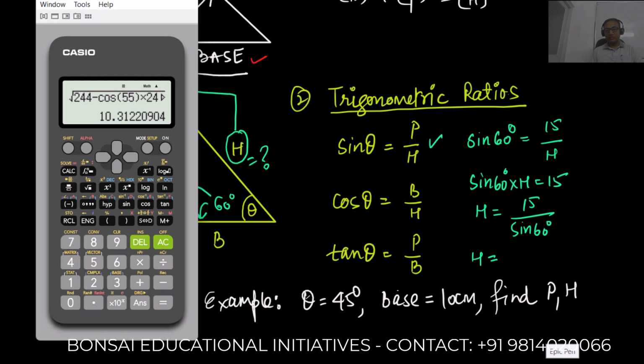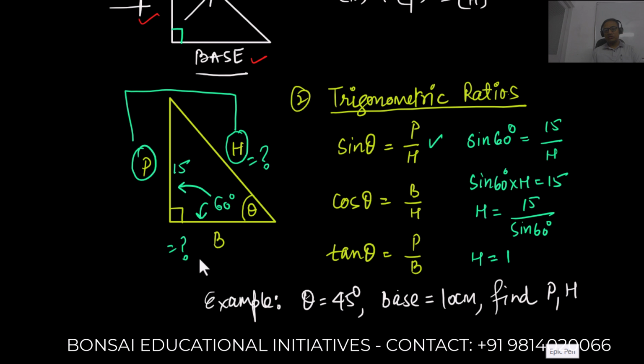For example, we have to calculate a fraction. This is the fraction button, 15 over sine 60. The answer comes out to be 10 root 3, or if you simplify that, 17.32 centimeters. In that sense, we can find any of the missing angles and sides if we are given one angle and one side. So trigonometric ratios help us.